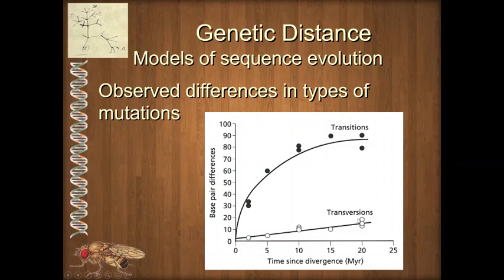So if I want to estimate divergence times based on genetic distances, I could do it for a much longer period of time using transversions. But if I want to do it over short periods of time, a transition might be a better estimate because there's just more discerning power because more of them have occurred.